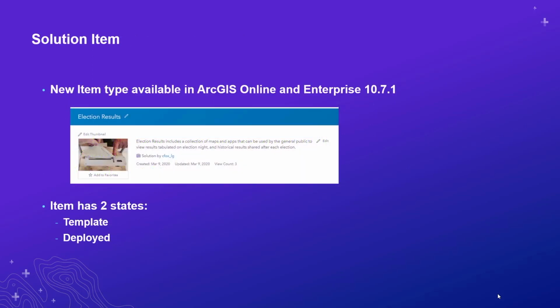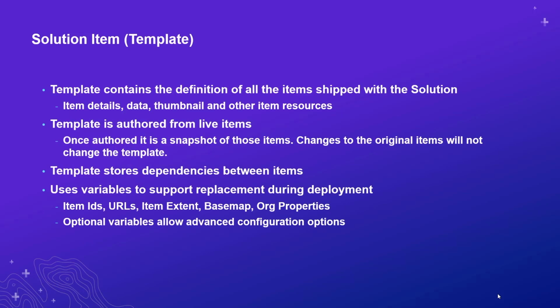So the solution item is a new item type available currently in ArcGIS Online, and it was available in Enterprise 10.7.1 and moving forward. And that item has two states, template and deployed. So let's first look at what is a solution item template. So the template contains the definition of all the items that are shipped with the solution.